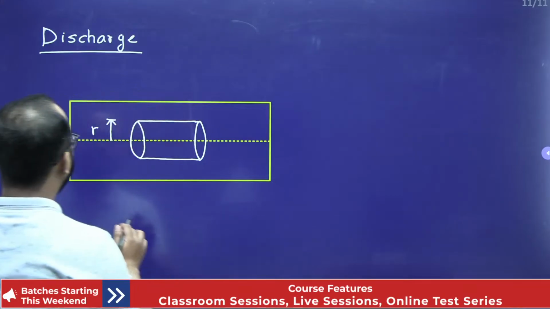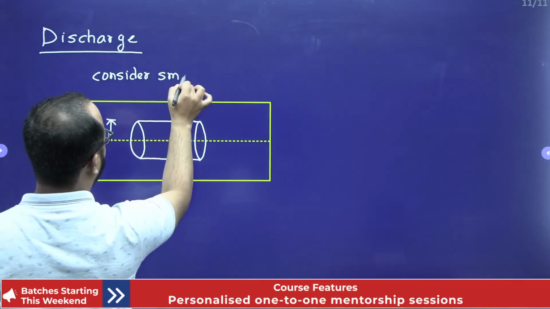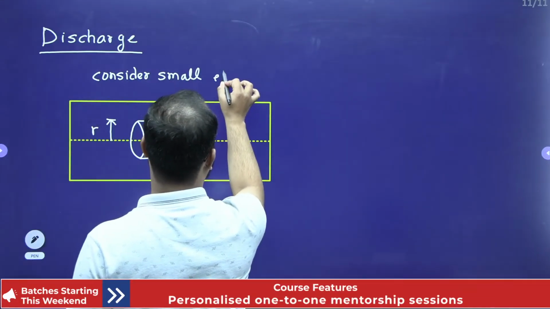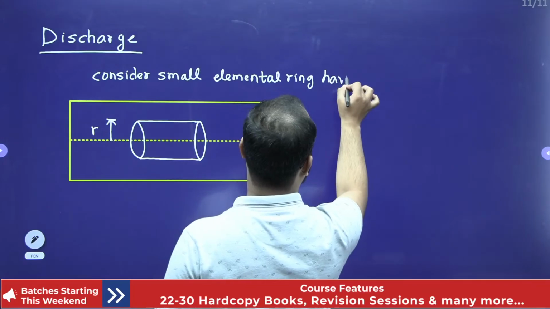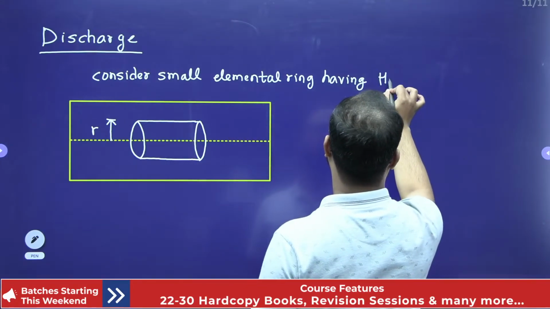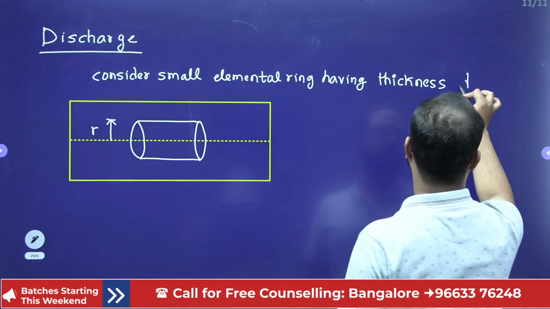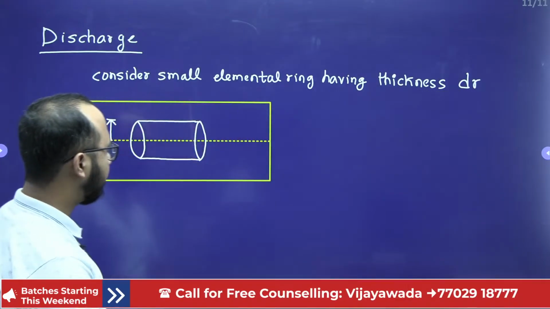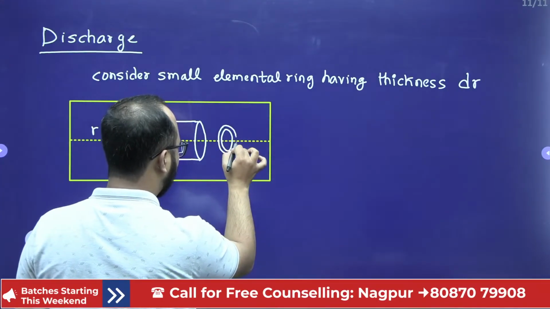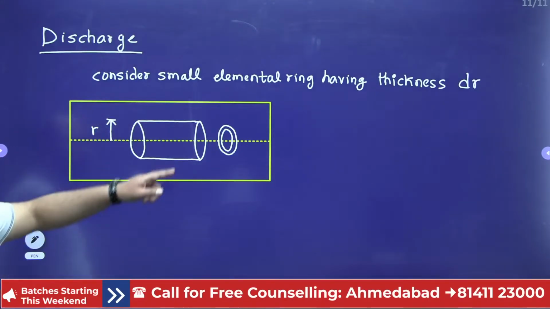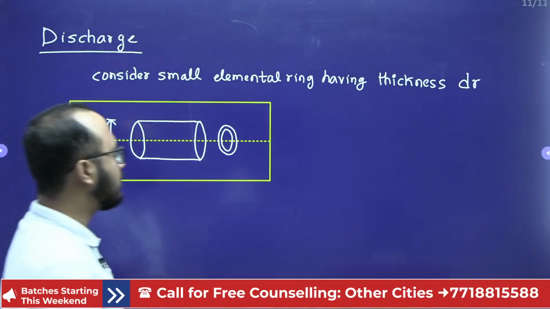Okay. So what we are assuming, consider a small elemental ring having thickness dr. Some small elemental ring we have assumed, and thickness is what? dr, right? Okay, now how to calculate the discharge through that ring?